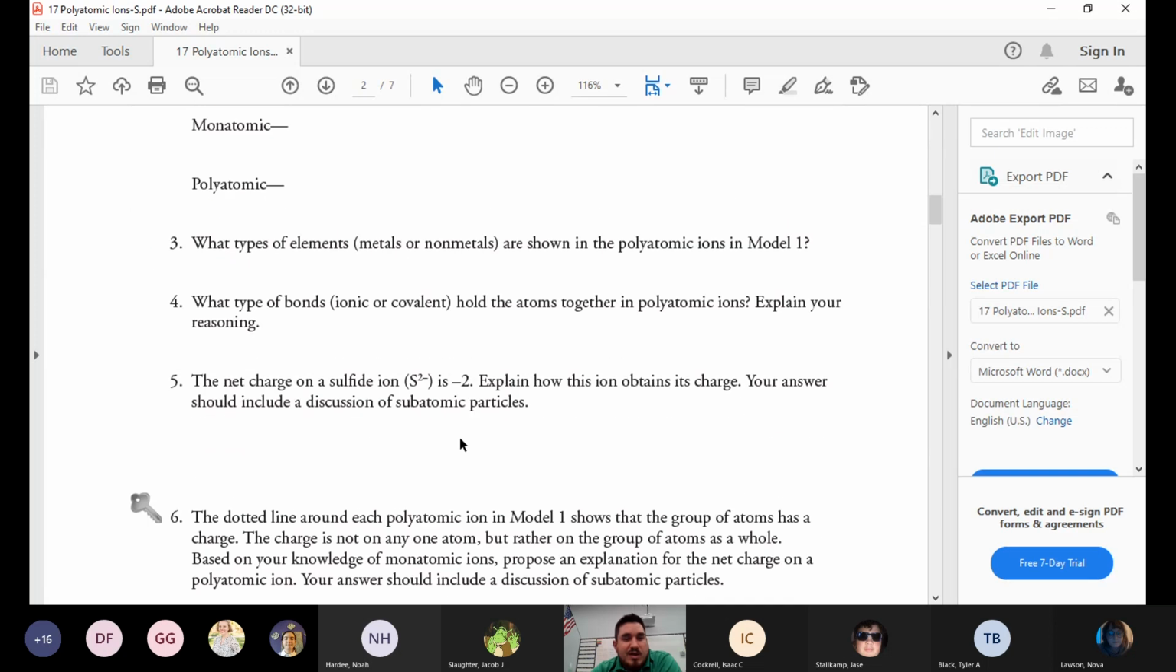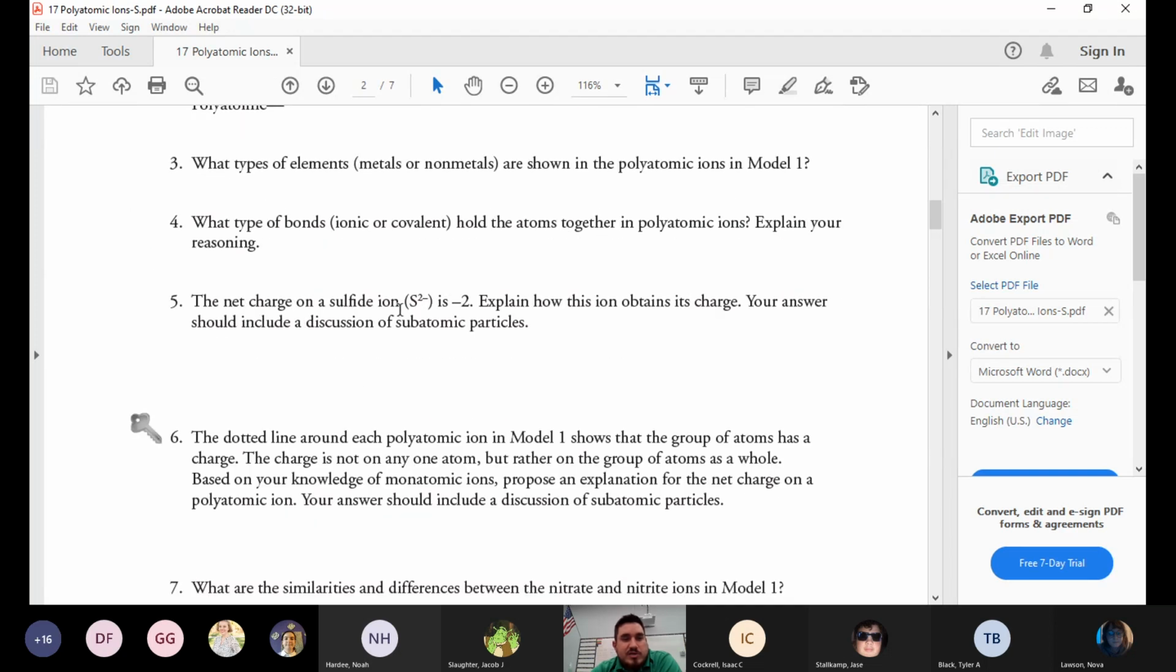The net charge of sulfide ion is -2. Explain how this ion attained its charge. Well, we already know that. Sulfide is sulfur. It has 6 valence electrons, and it gains 2 more electrons, which makes it -2 charged.